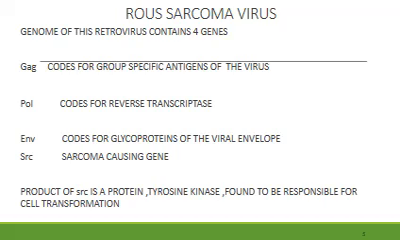Now the product of SRC is a protein, that is the enzyme tyrosine kinase, which is found to be responsible for the cell transformation. So this Rous sarcoma virus contains 4 different genes, but the sarcoma causing gene is the SRC gene. And the product of this SRC gene is the enzyme tyrosine kinase, and it is responsible for malignant transformation.